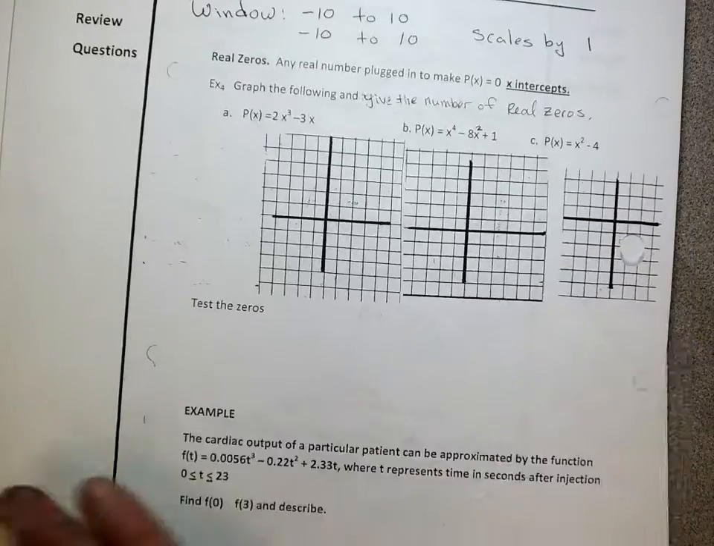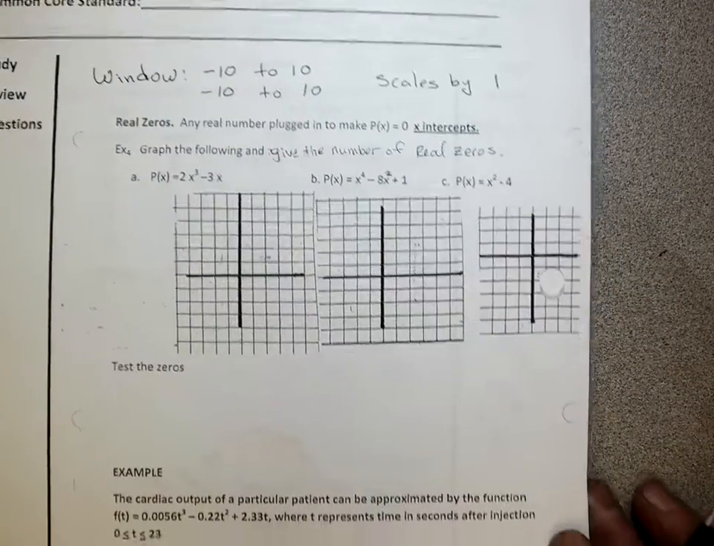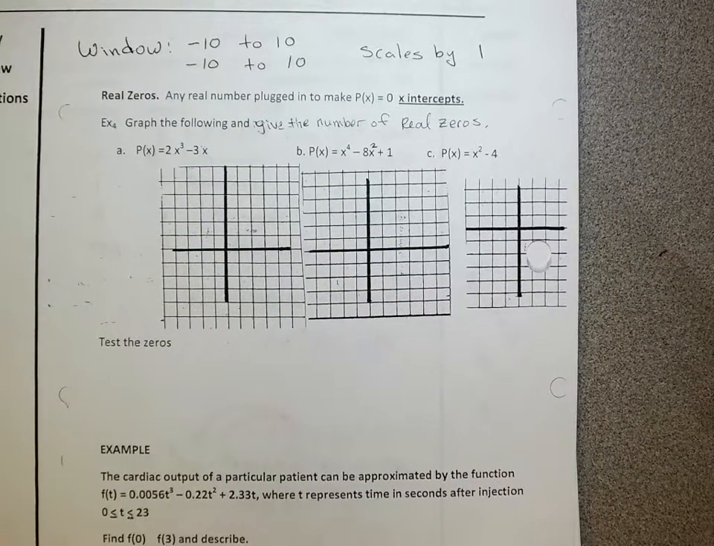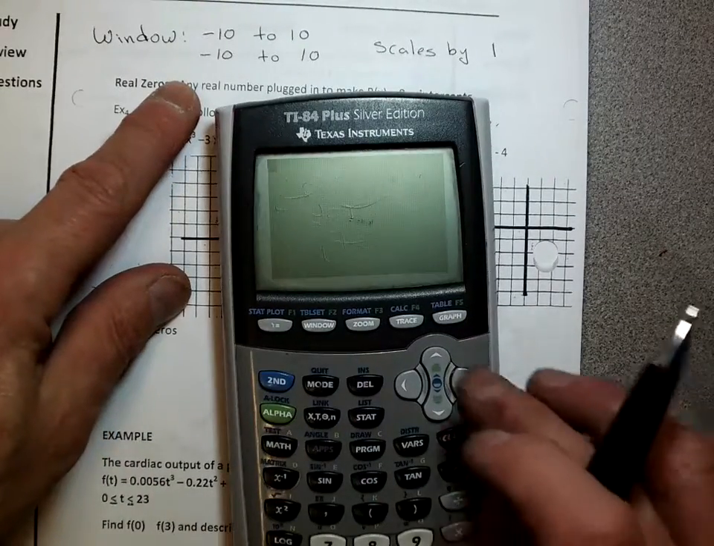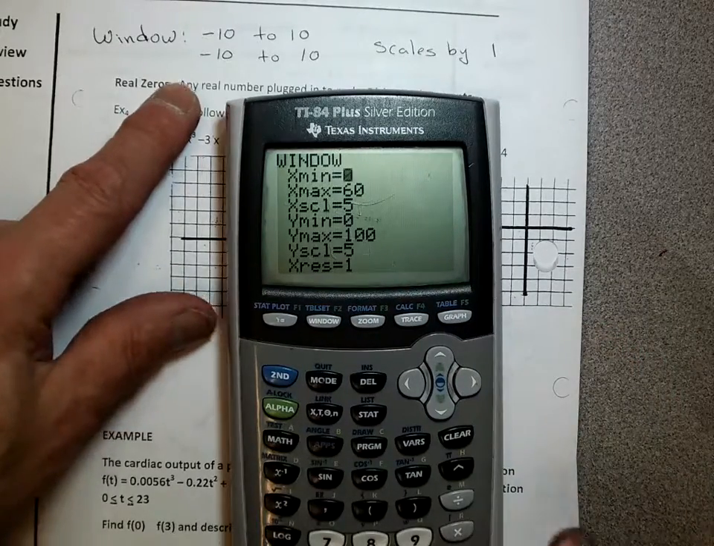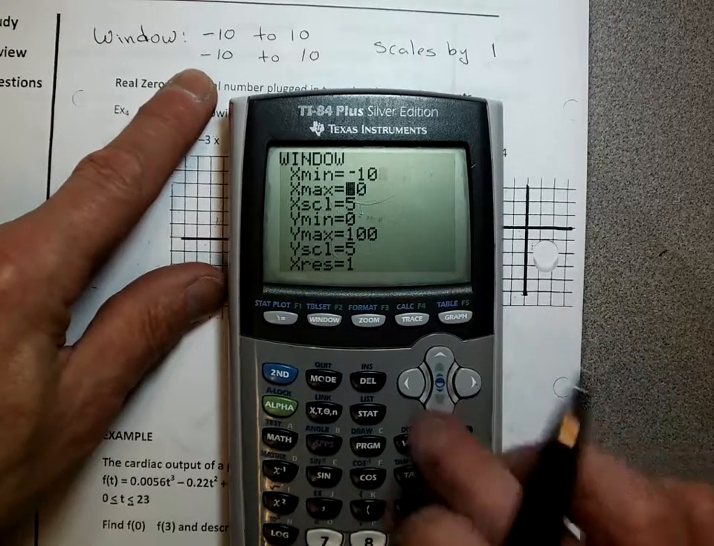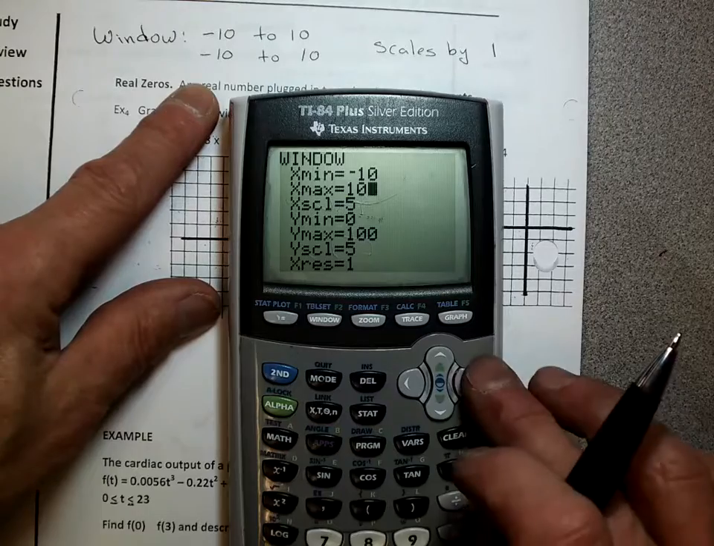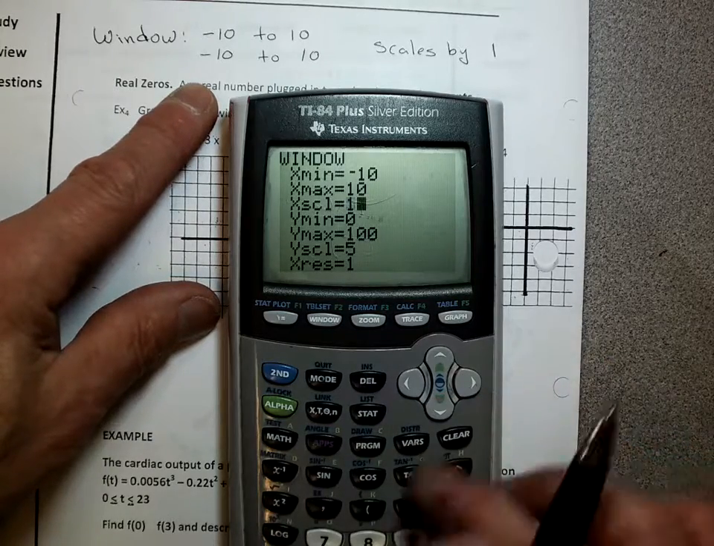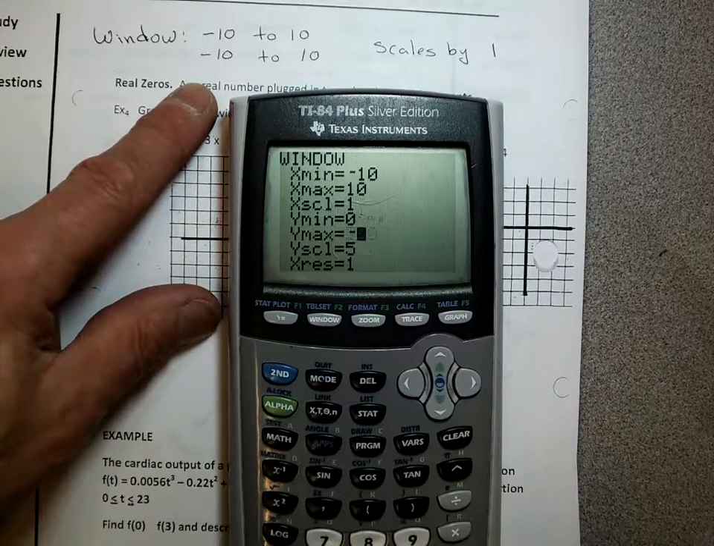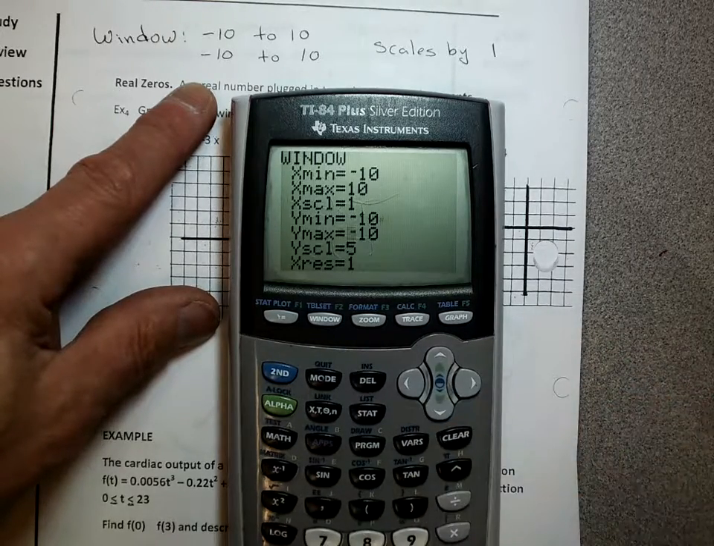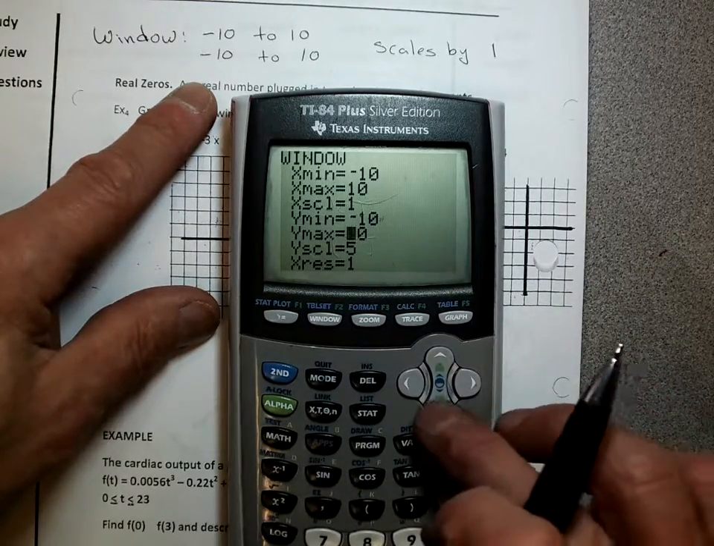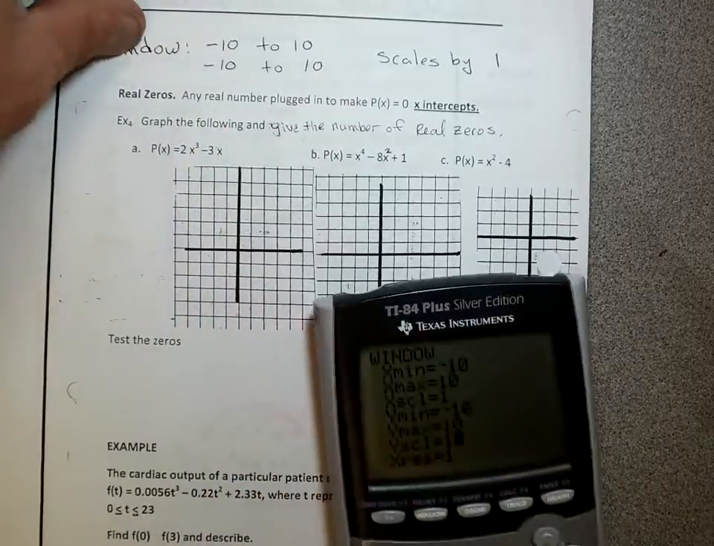All right. Now, let's put some of these on the calculator. If you don't have a calculator handy, that's okay. You can watch me do it, okay? You can just watch. Might be just easy. So, first of all, I said 10 scales. So right back, I'm going to go to my window. I'm going to go -10 to 10. And scales by 1. Oops. Nope, -10 to 10. Scales by 1.